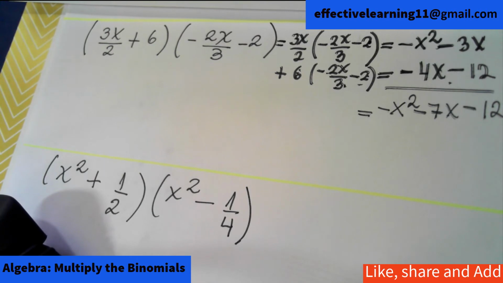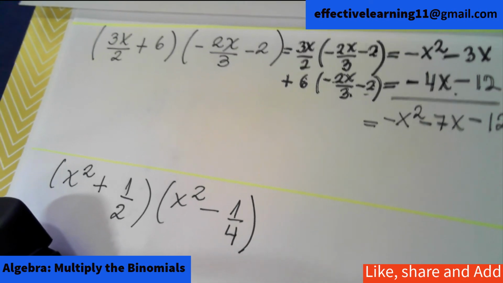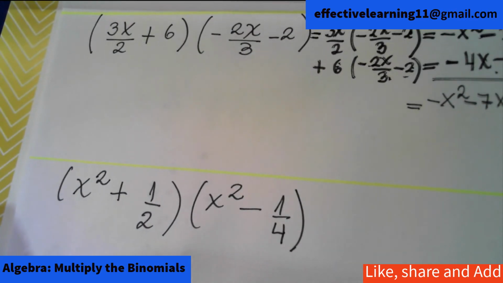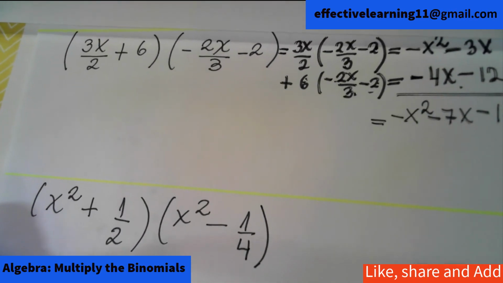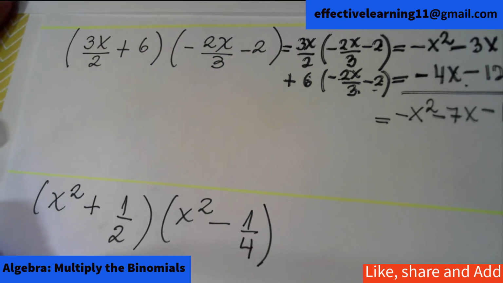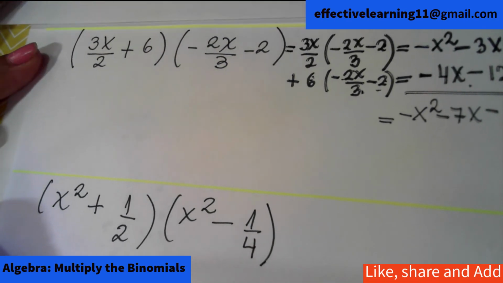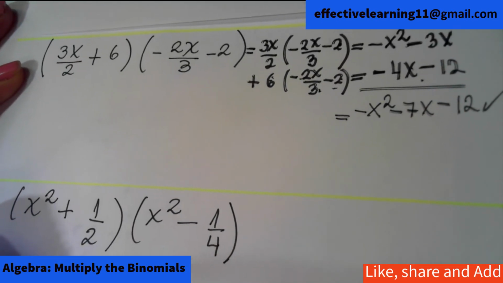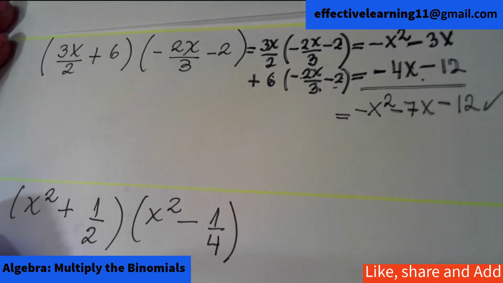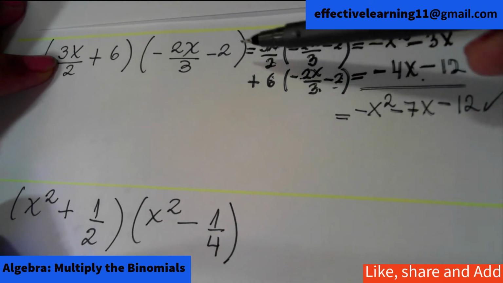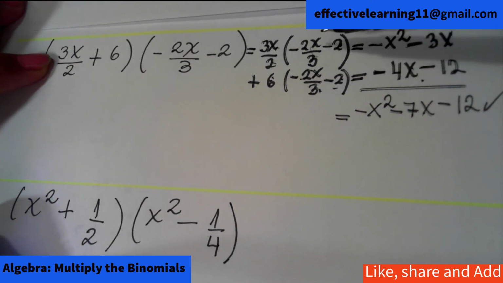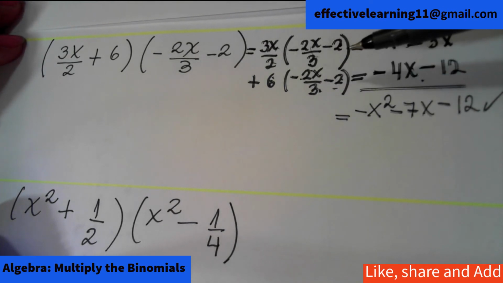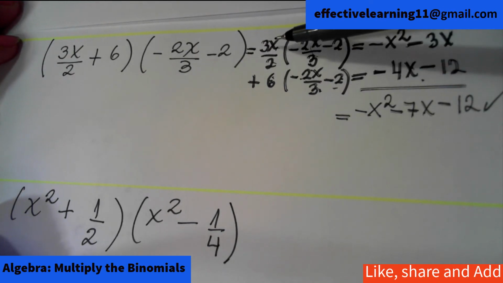So I'm going to show you again how the process works. We have to work in parts. There are different methods. I try to show you the easiest way and in order, very well organized. So the first term, 3x over 2, times the whole expression, okay? And the second is plus 6 times the whole expression. So you multiply, you have to be careful.